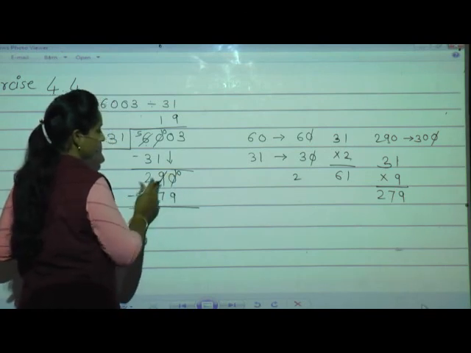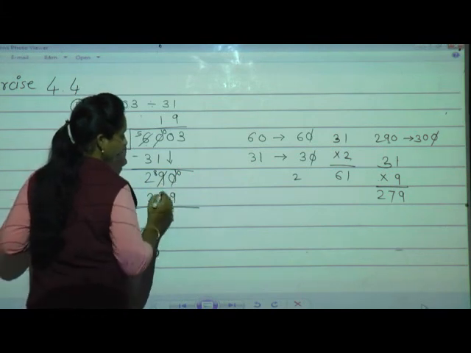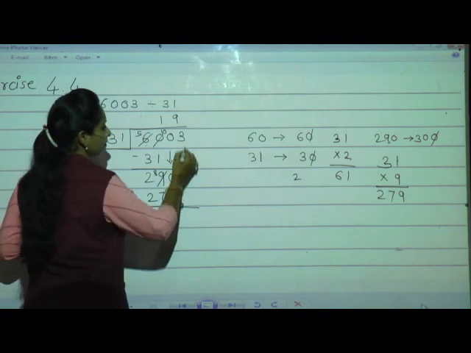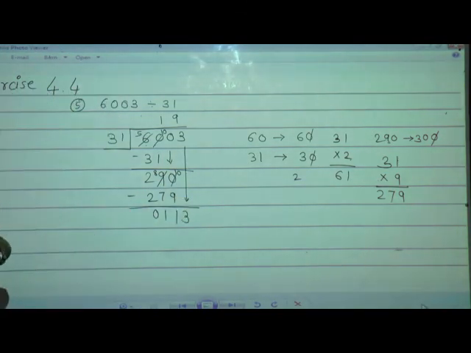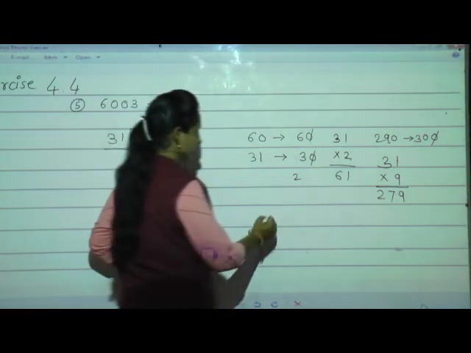Take borrow from the neighbor. Neighbor is having 9. He will give 1, 8 will remain. Now 10 minus 9 is 1. 8 minus 7 is 1. 2 minus 2 is 0. Now bring down 3. 113, isn't it? Now for 113 we will find the nearest number.